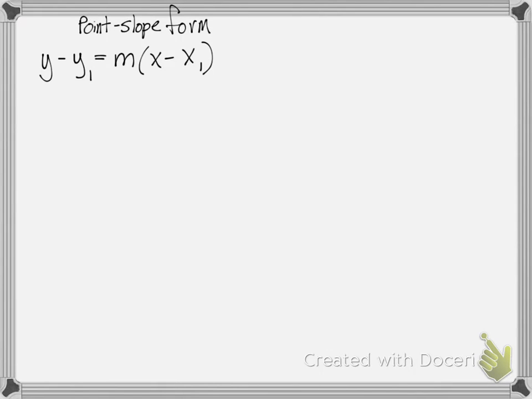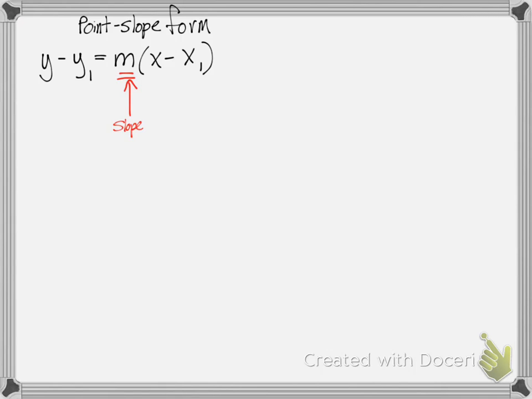This is a lesson on point-slope form. It's called point-slope form because all you need is a point, any point, and the slope, and you can come up with the equation. So, let's go over the parts. You should recognize that m is the slope.